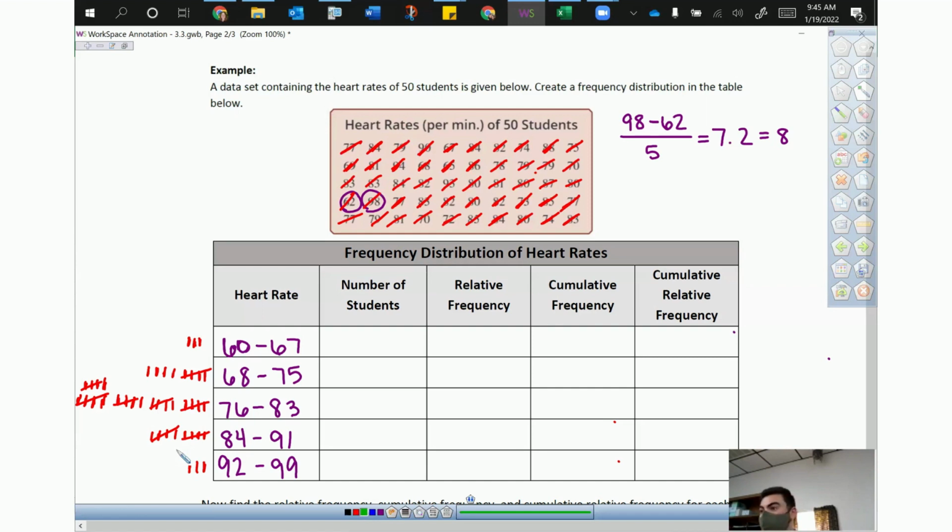You're going to take these tallies and you're going to turn them into numbers so they're easier to read. That way, when someone's looking at your data, they don't have to sit here and think through how many tallies you have each time. So heart rates between 60 and 67, we had 3 students. Between 68 and 75, you should have 9 students. Between 76 and 83, we have 5, 10, 15, 20, 25 students. Between 84 and 91, we have 10. And between 92 and 99, we have 3. So it should look like that.